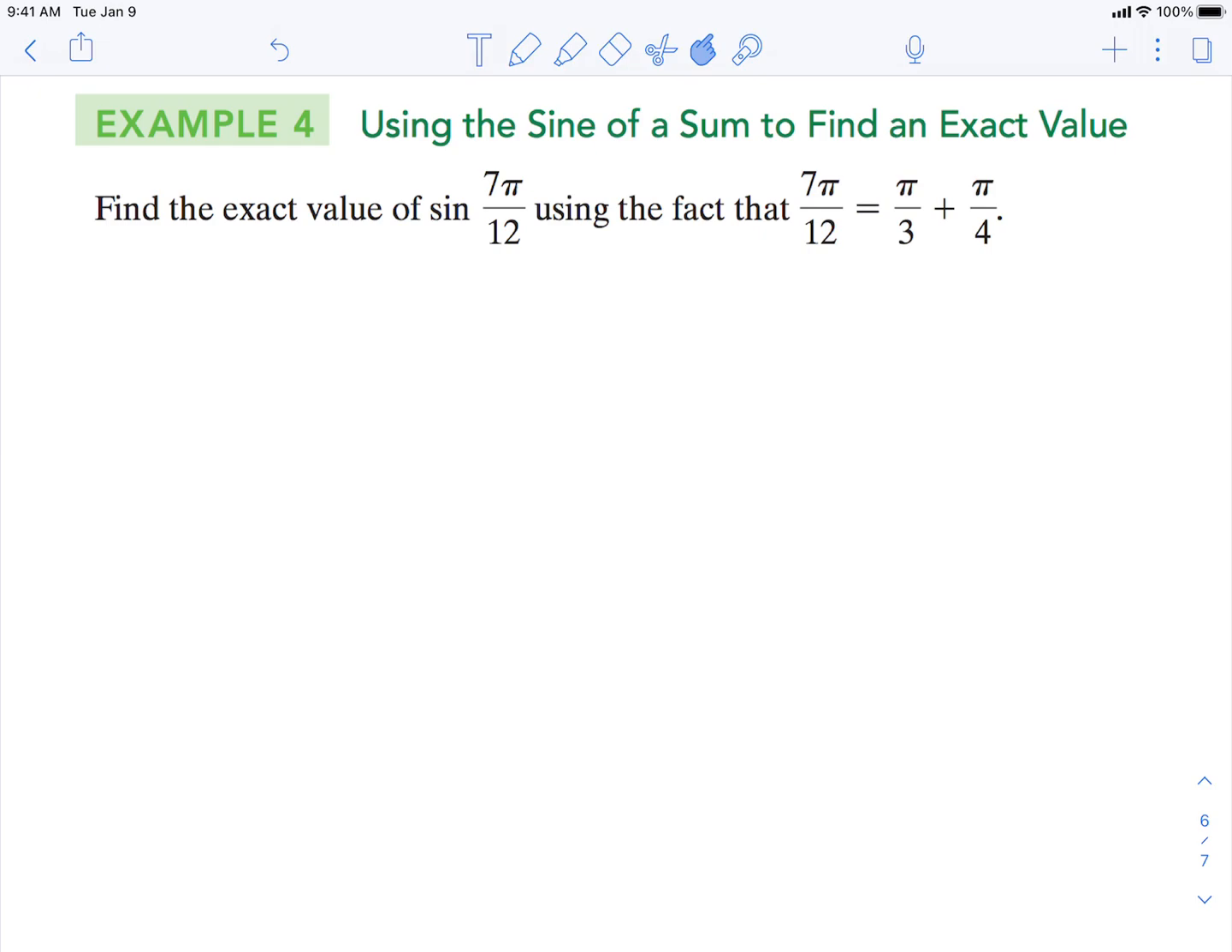We're going to continue with the sum and difference formulas. And we want to find the exact value for the sine of 7 pi over 12. 7 pi over 12 is not on the unit circle. But we can use the fact that if I add these two angles together, pi over 3 plus pi over 4, I'm going to get 7 pi over 12.